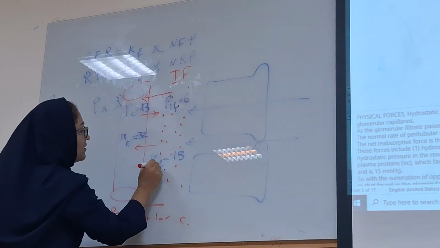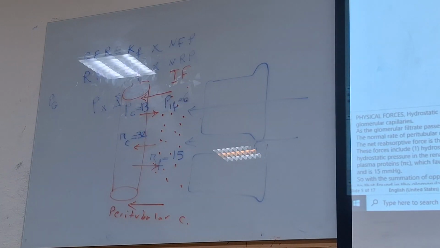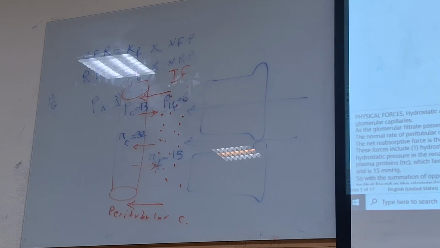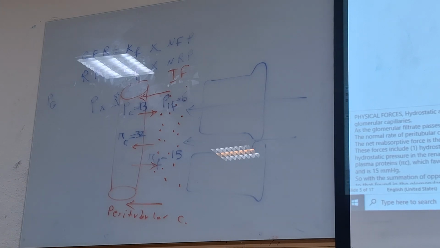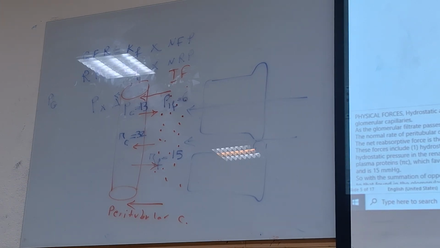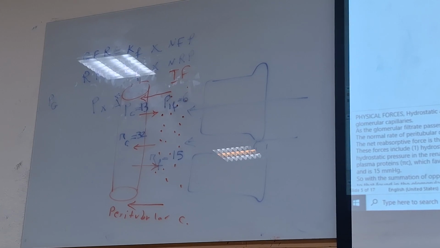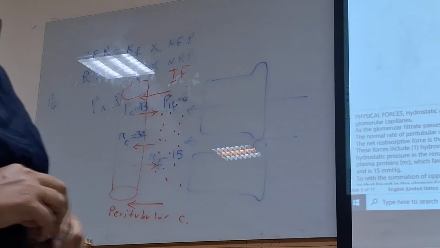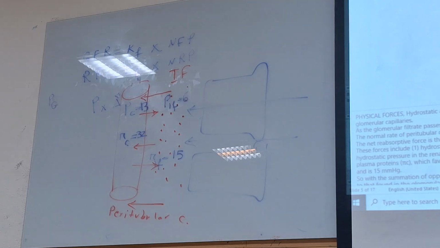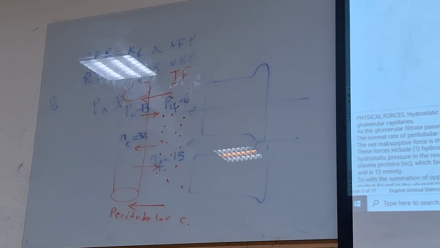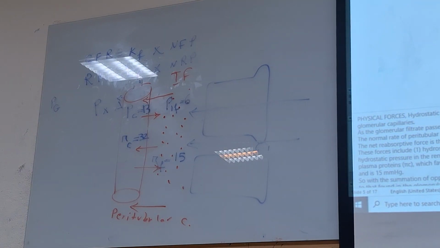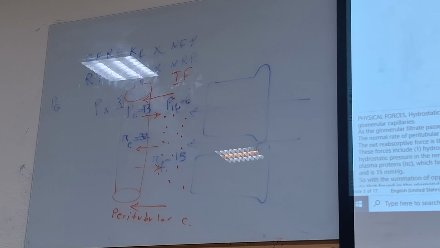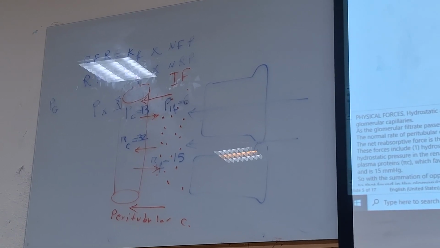Now you have to calculate net reabsorption pressure. How much is net reabsorption pressure? Supposed to be 28 minus 13. Yes, it's 10. Net reabsorption pressure is 10 millimeters of mercury. Do you agree? Yeah, 10 is correct. Some students are my guests. Welcome.